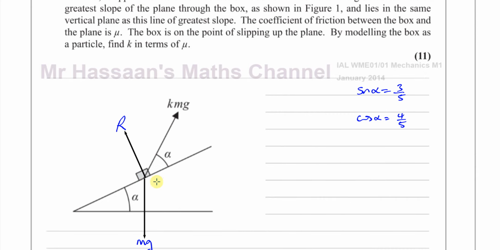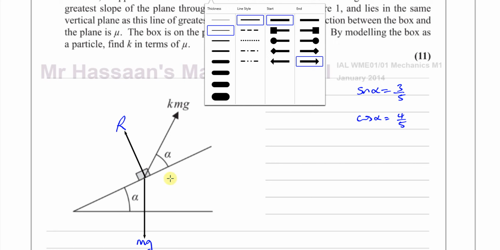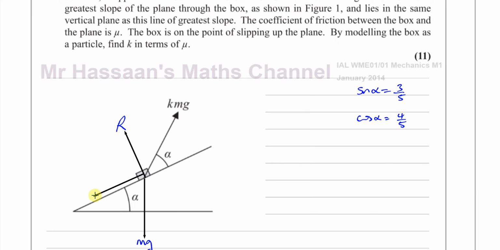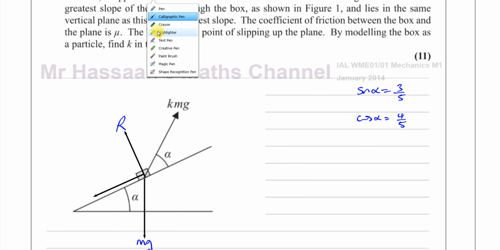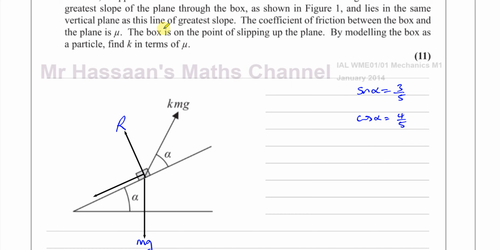But the friction is going to be acting in this direction. Okay, that's the friction. And as it's on the point of slipping, it's very important to understand. When it says on the point of slipping up the plane, that means if you increase the force pulling it any more, then it's going to slip up. So friction has reached its maximum possible value.